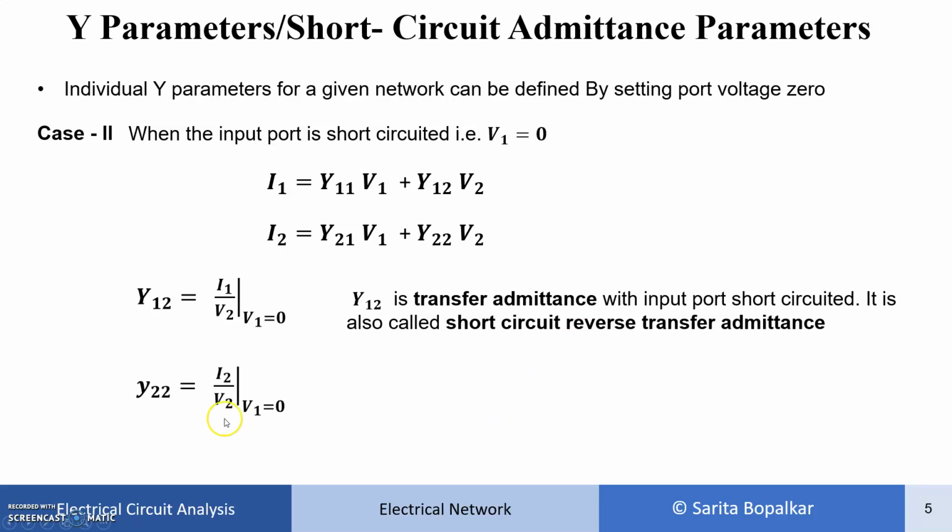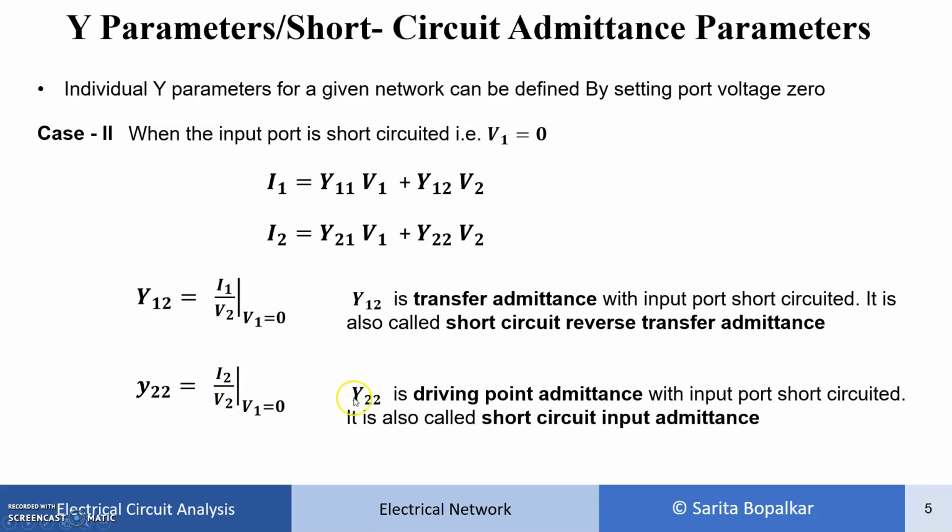Then Y22, the ratio of current and voltage, that's why admittance. Both the variables are from the same port, that's why driving point. So the name is driving point admittance with input port short circuited. Also it is called the short circuit output admittance. Here it should be output, not input, and admittance, not impedance. Short circuit output admittance, because it is admittance and both the variables are from the output port. So here make a correction: output admittance.